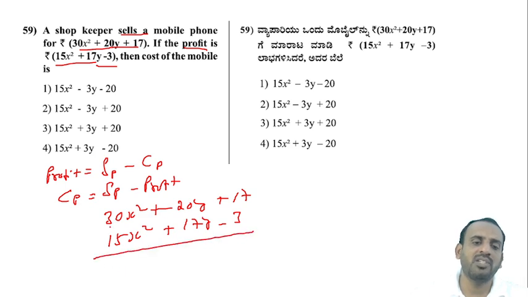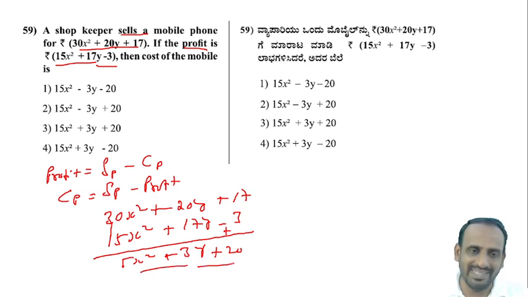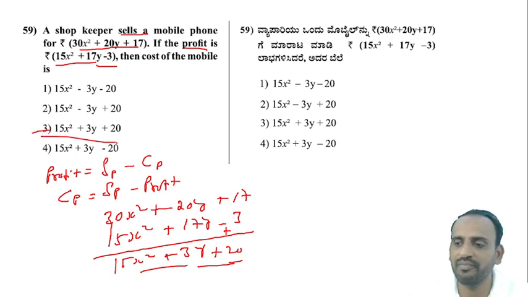When we do subtraction, 30 minus 15 will become 5x square. 20 minus 17 will become 3y. Minus into minus, this will become plus. Okay. So 17 plus 3 will become plus 20. So 5x square plus 3y plus 20. Sorry, 30 minus 15 is 15x square. 15x square plus 3y plus 20. Which option? Option 3 is the right answer. Okay.